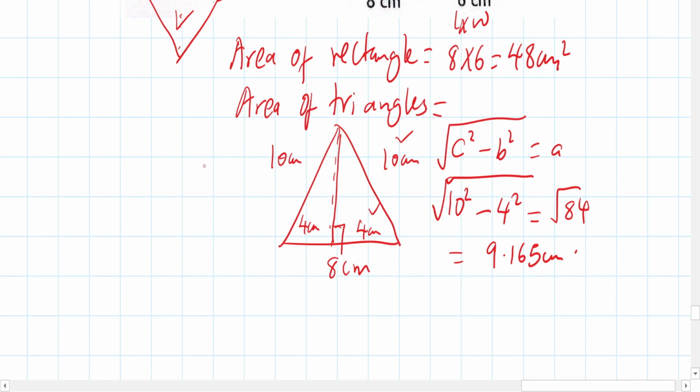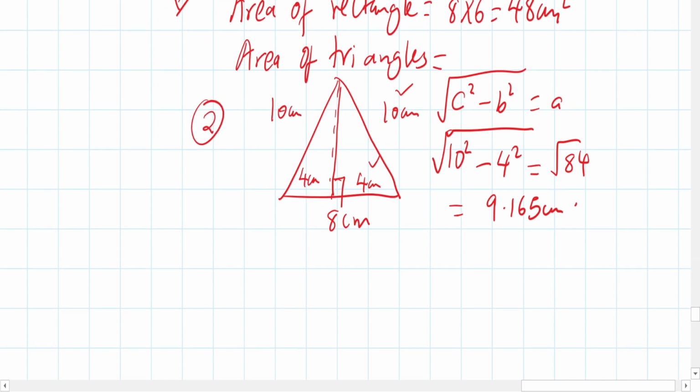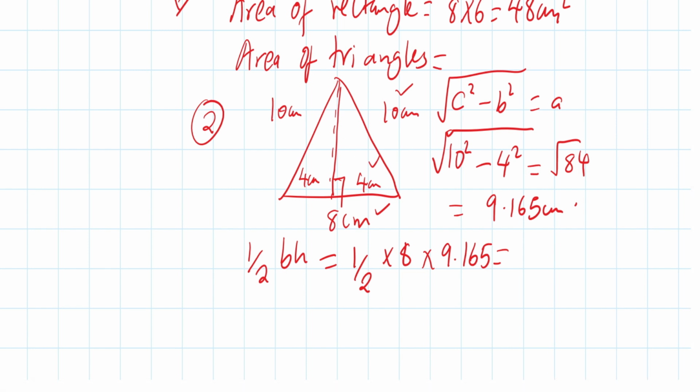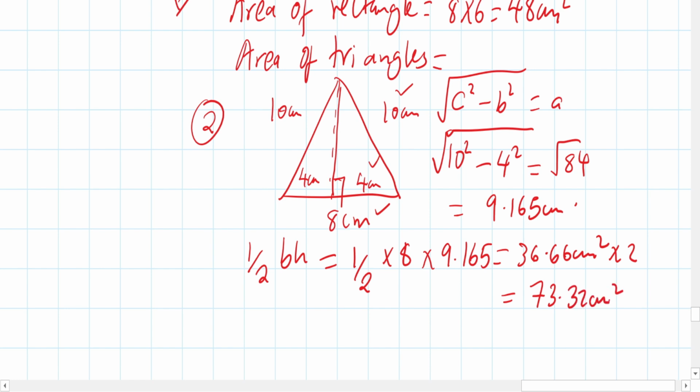Now, remember, there will be 2 triangles. Don't forget about that. So I have a half times base, which is 8, times the height that we were searching for, 9.165. Let's see how much it gives us. It should give us 36.66 centimeter square, but remember we have 2 of them, therefore we multiply by 2 to give you 73.32 centimeter square.